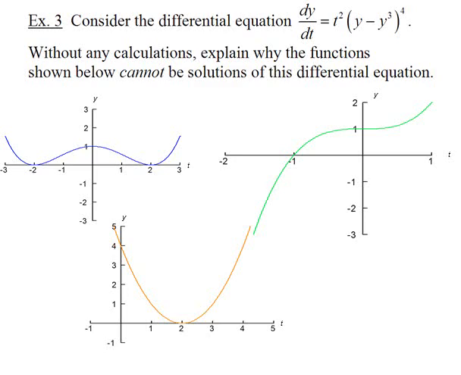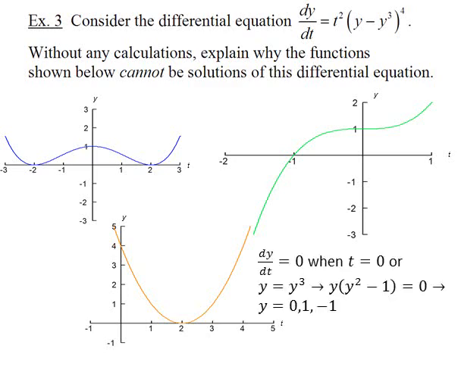In this example, I'll explain why the graphs below cannot represent particular solutions of the differential equation dy/dt = t^2 y - y^3/4. This problem will serve as a helpful lead-in to the return of slope fields in our next lesson. The first thing I would look at is the values of t or y at which the slope of the graph dy/dt should be 0. I can see from the differential equation that dy/dt = 0 when t = 0, or when y is 0, 1, or -1.